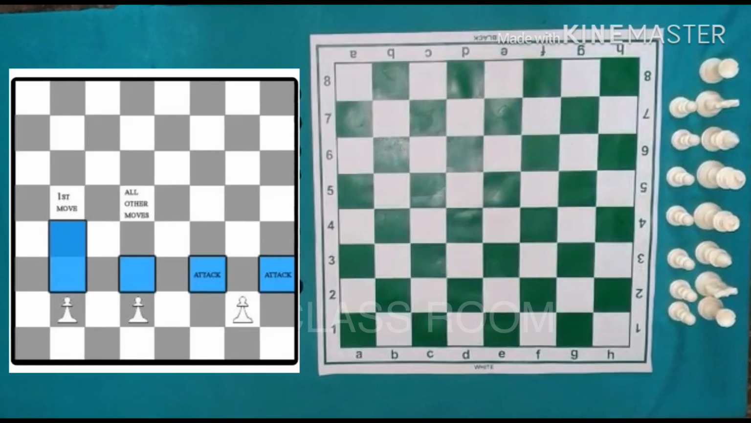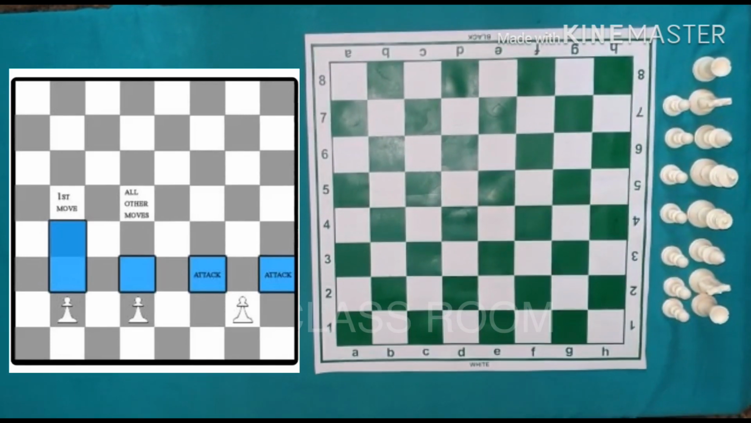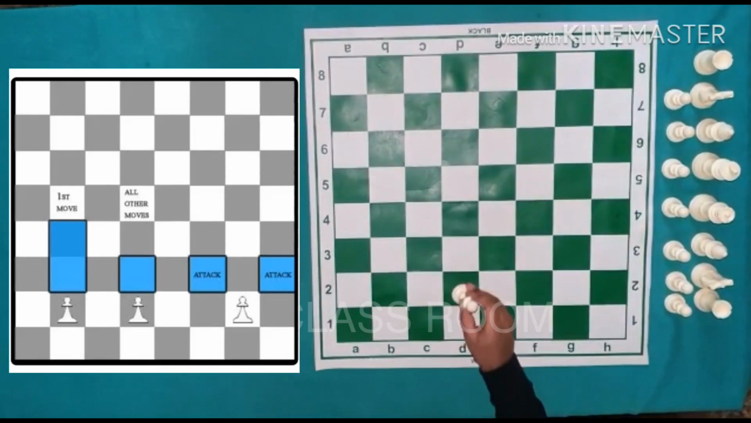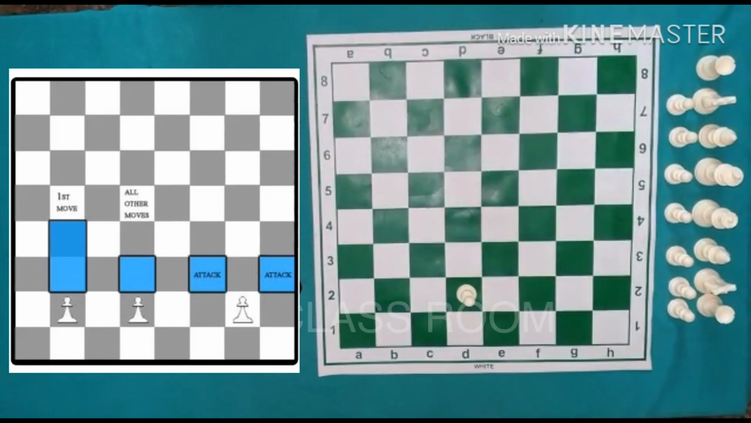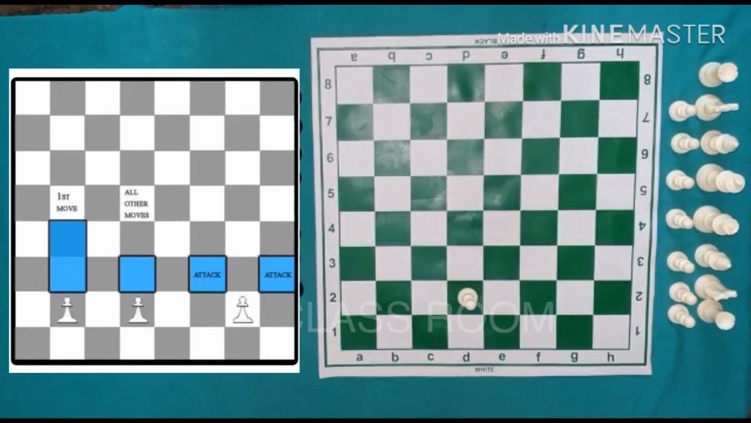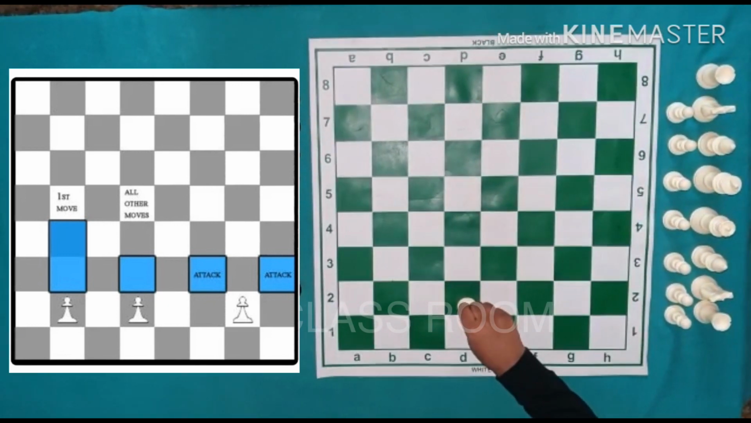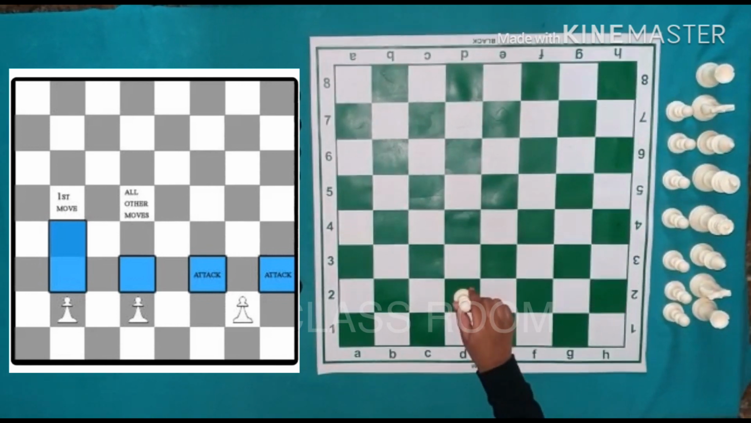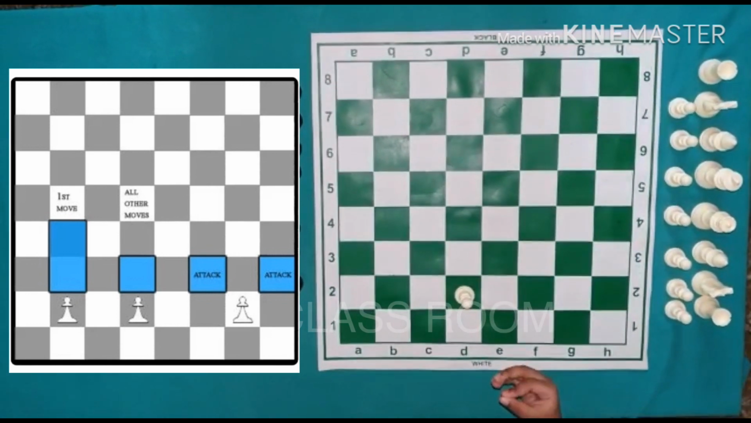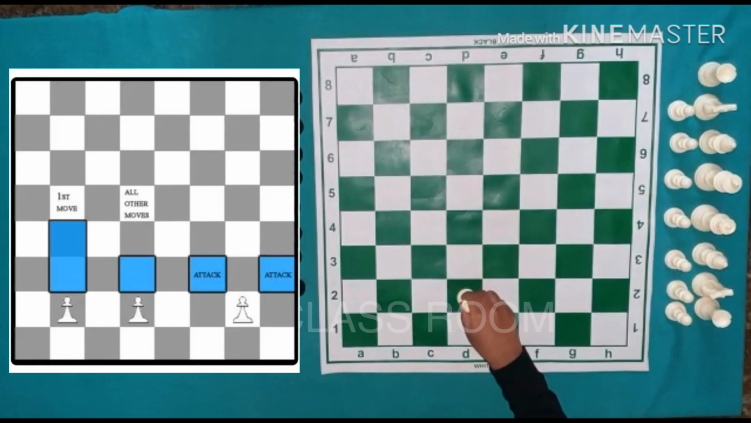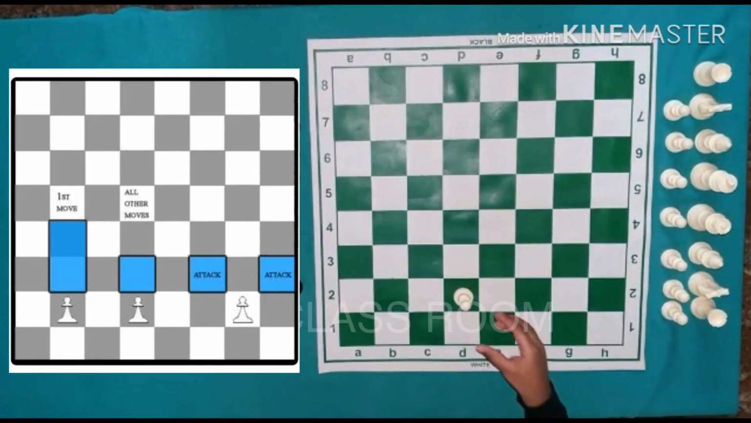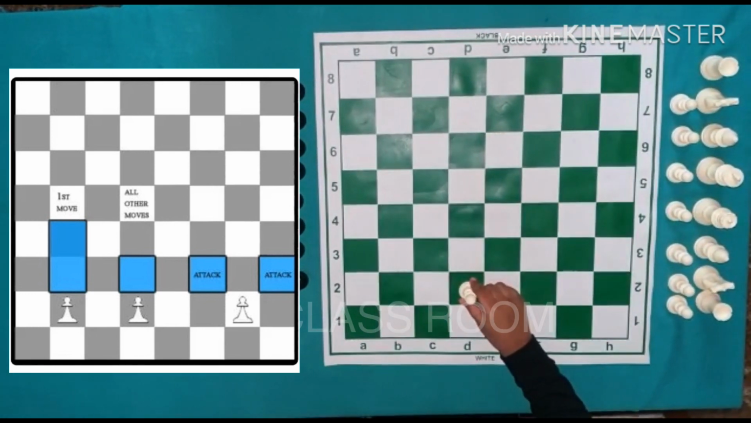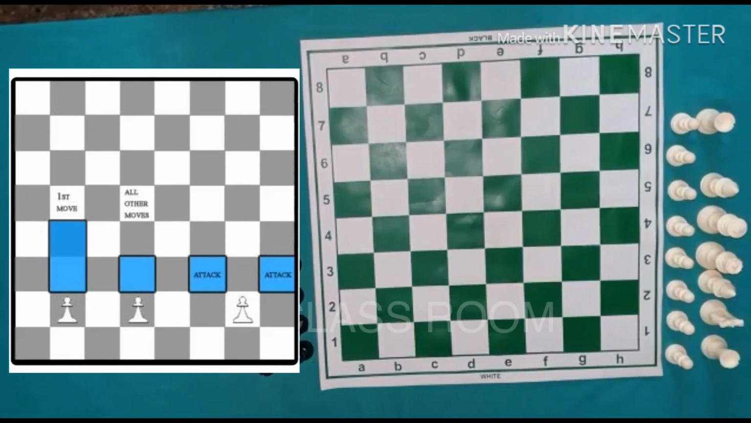Now let us see how the pawn moves. Now for example, if we place our pawn here, with the first move the pawn can move either one step or 2 steps forward. But in the rest of the moves, the pawn can move only one step forward. And the pawn captures in a completely different way, in a diagonal direction.